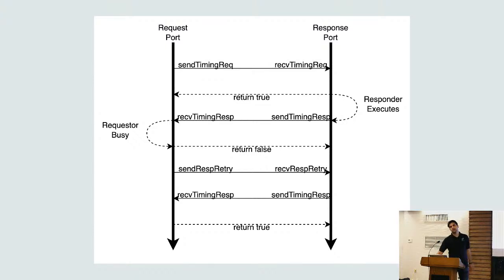Like that responder, when it executes, it takes some time, and you have to model that latency. So the SimObject that owns the request port would schedule an event to send a timing request. And then when that event executes, you would call the function send timing request. Or you could do it the opposite way, and call send timing request when you want to send it, and the SimObject that owns the response port would schedule an event to handle the response.